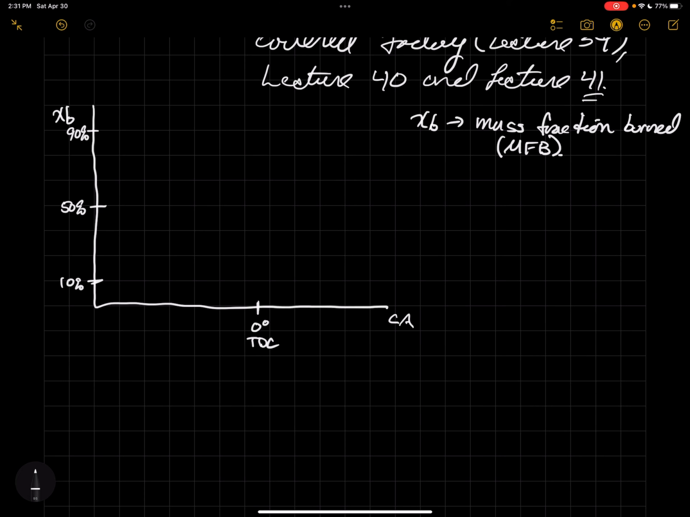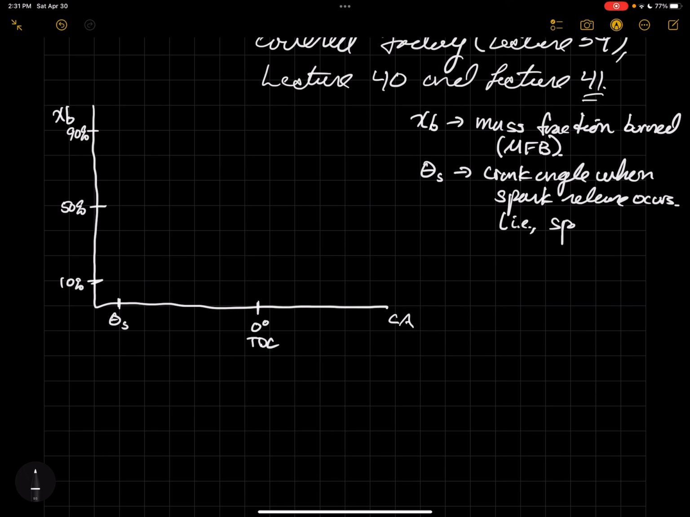Okay, and so I'm just going to arbitrarily use numbers, and so I'm going to say that the spark releases at this crank angle here, and we identify that as theta sub s. And so theta sub s is the crank angle time when spark release occurs. Okay, and so it's basically another way of saying spark timing.